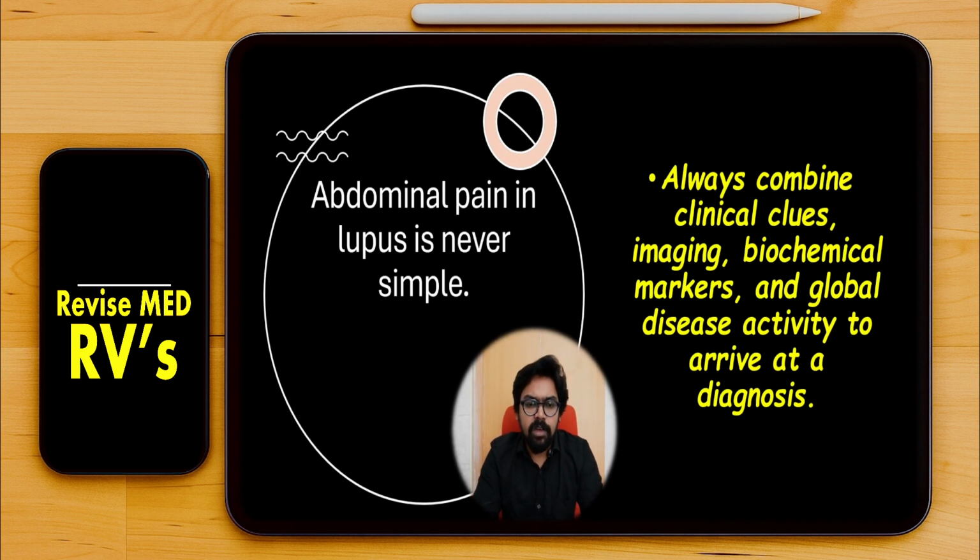So with this, we conclude our session, and always remember that abdominal pain in SLE or lupus is never simple. Always combine clinical clues, imaging, biochemical markers, and always assess the global disease activity to arrive at the diagnosis. So with this, we are stopping this session.